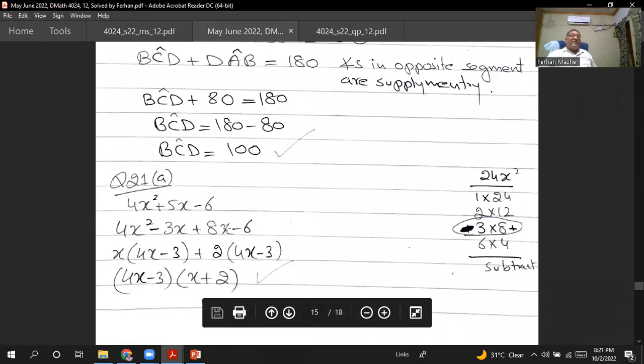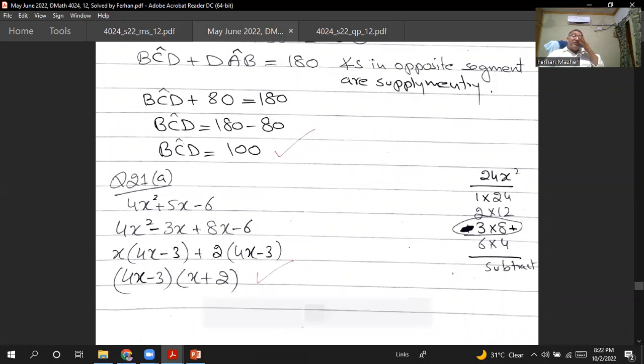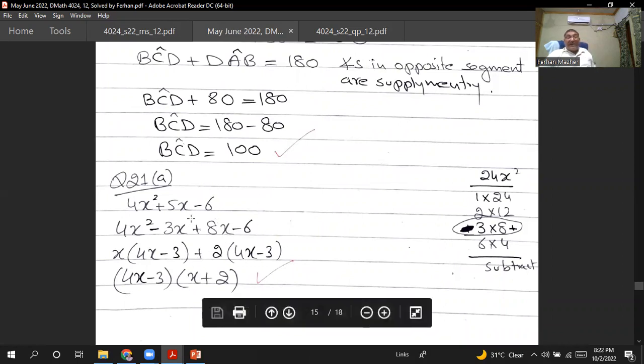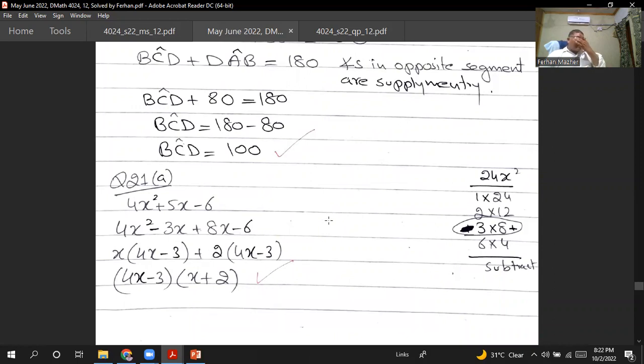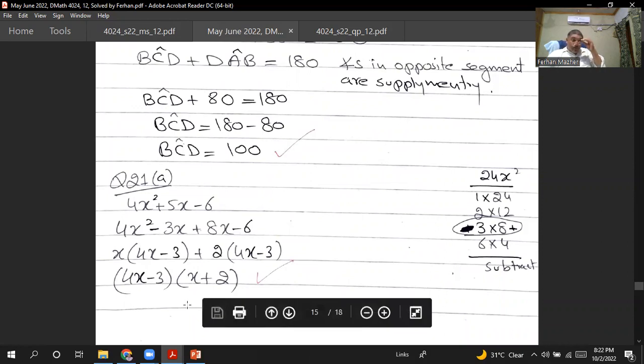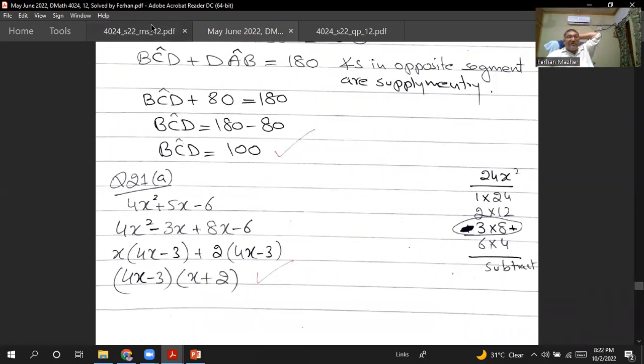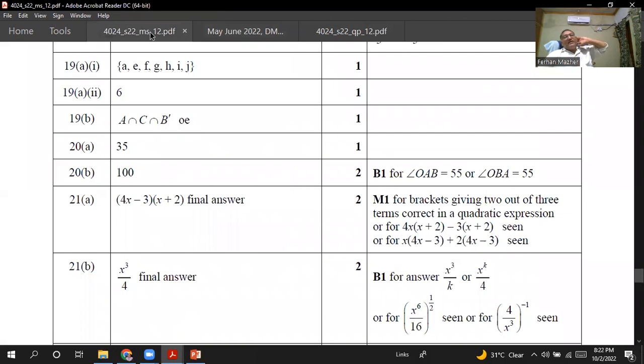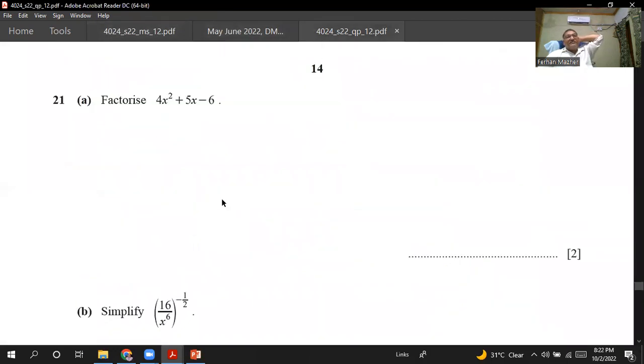4x squared minus 3x plus 8x minus 6. From the first two terms, x is common, so in the bracket you are left with 4x minus 3. And from the last two terms, plus 2 is common, so in the bracket you are left with 4x minus 3. That bracket 4x minus 3 is common, so I will take that common. From here you will have x in the other bracket, and from here you will have plus 2. So this is how you will factorize it: 4x minus 3 and x plus 2.